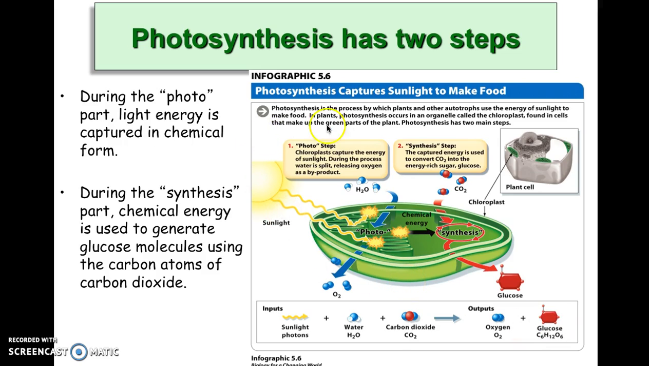So the same slide that we looked at before, here highlighting the photo part, takes place in the thylakoid membranes. Chlorophyll, the green pigment that we see, is responsible for absorbing the useful wavelengths of light for the plant. The synthesis part requires carbon dioxide. That takes place in a different part of the chloroplast, in the fluid-filled interior, the stroma.